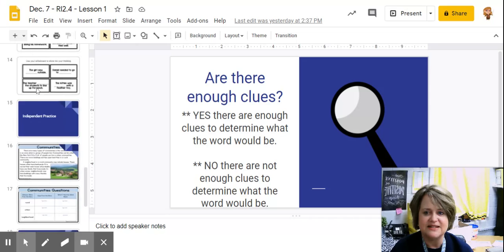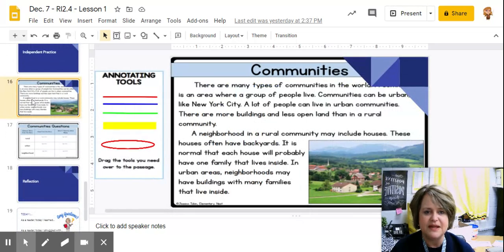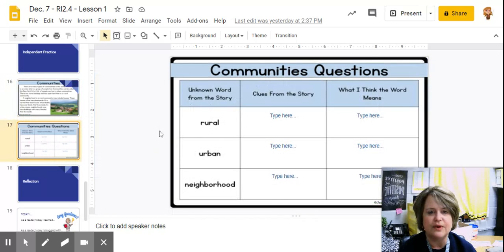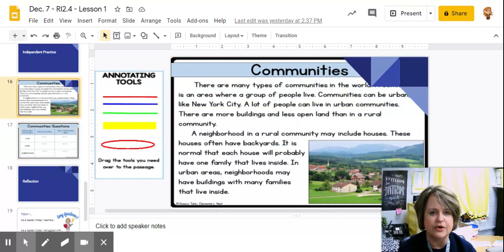After our guided practice today, your independent practice is reading a passage about communities. So you're going to read this passage about communities, and then you are going to answer this organizer. So it says the unknown word is rural. What are some clues from the story? So you're going to have to go back and find the word rural, a rural community. Right here, I see it. And you're going to have to read before it and after it to see if you can figure out what it is.